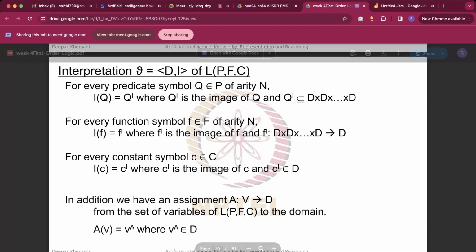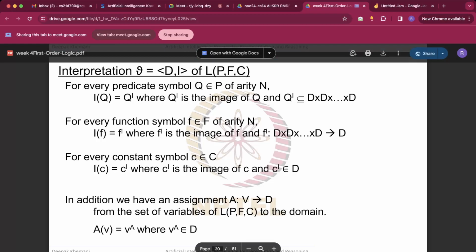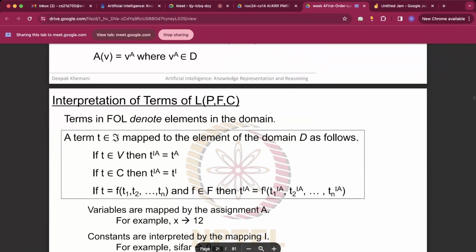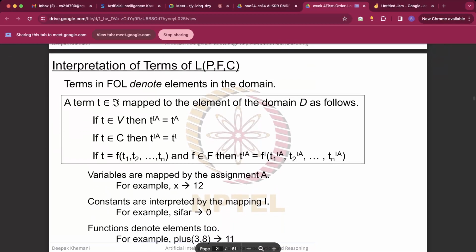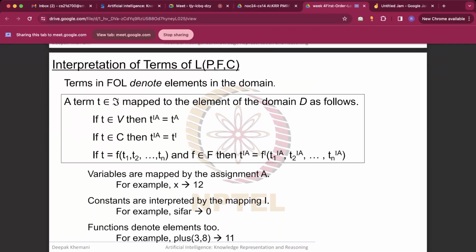This is just an assignment. In addition, we have an assignment A, which maps from the set of variables to the domain. So this is just representing an assignment. The image of the term T with assignment A is just the assignment of A to the term. I know this sounds confusing, but if you just look at it, it makes sense. Similarly for terms, for all terms that are constants, the same definition follows.